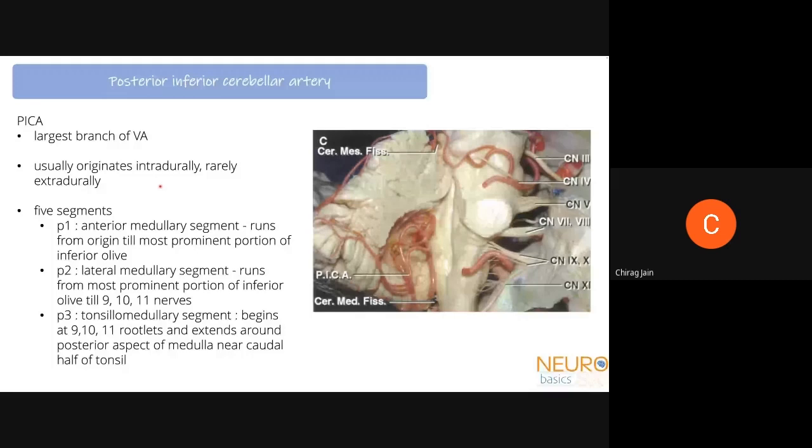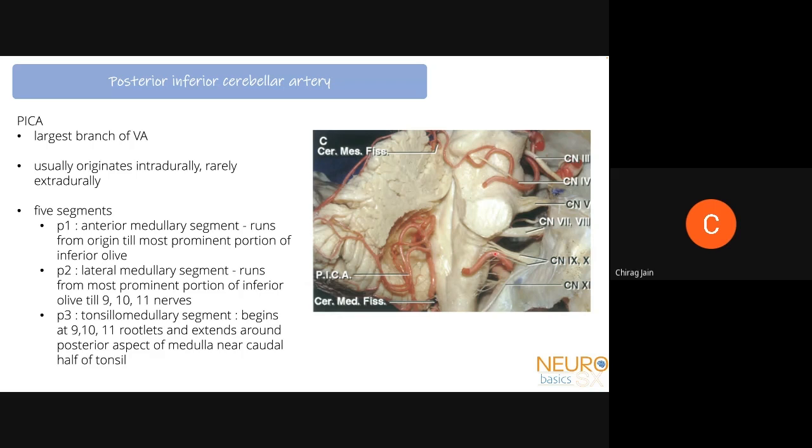The five segments are the P1, which is the anterior medullary segment, which is going to run up till the most prominent portion of the olive. Following which, there is the lateral medullary segment, which is going to wrap around the brainstem, running from the most prominent portion of the olive up till the 9th, 10th, and 11th nerves. So over here, these are the 9th, 10th, and 11th nerves, and the part in front of this is the lateral medullary segment, and the part behind this is going to form the tonsillar medullary segment.